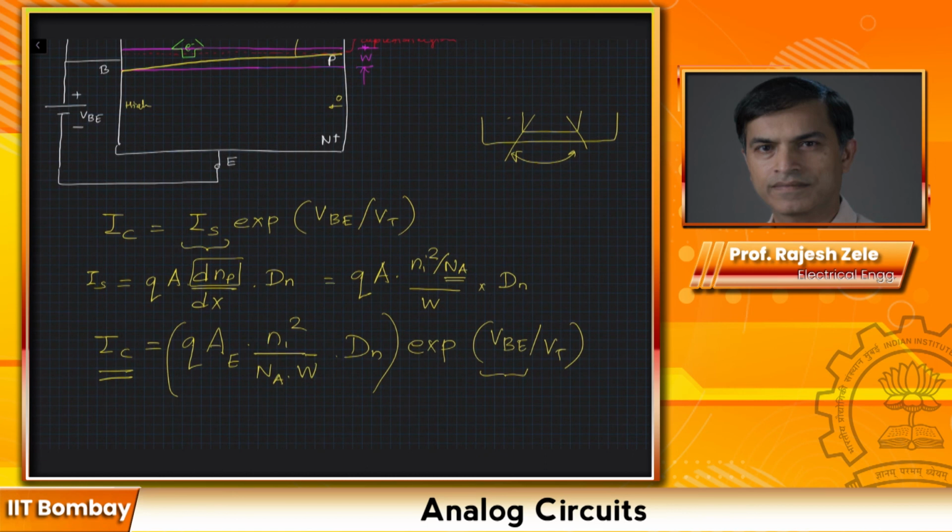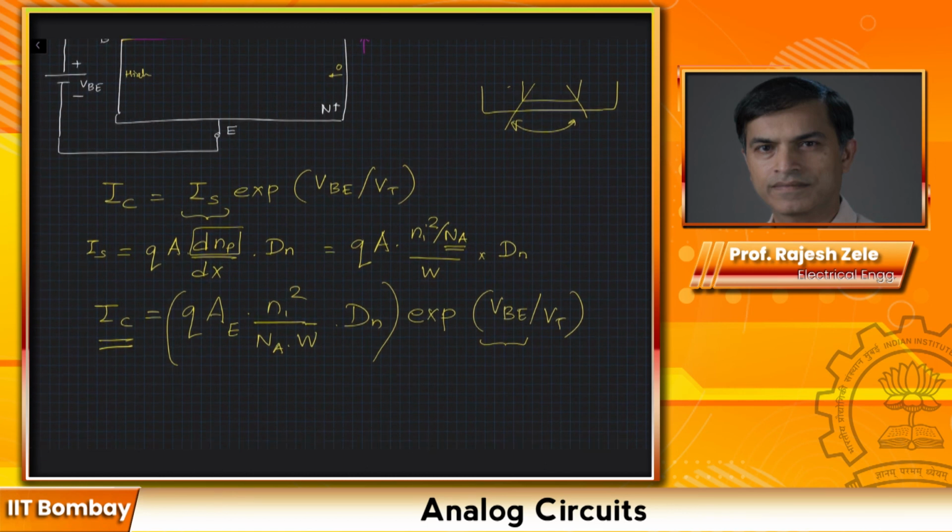Other observations are kind of obvious. Collector current is proportional to the area of the emitter. Collector current is inversely proportional to the width of the base, and also it's inversely proportional to the base doping concentration. So lighter base doping would give you higher collector current.